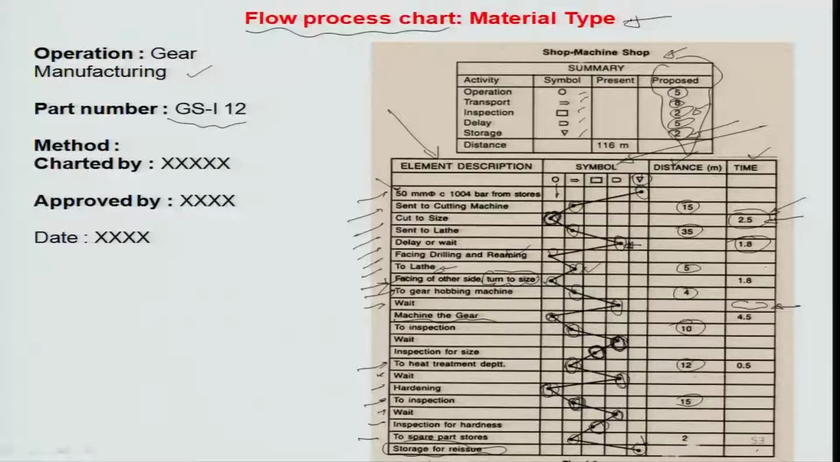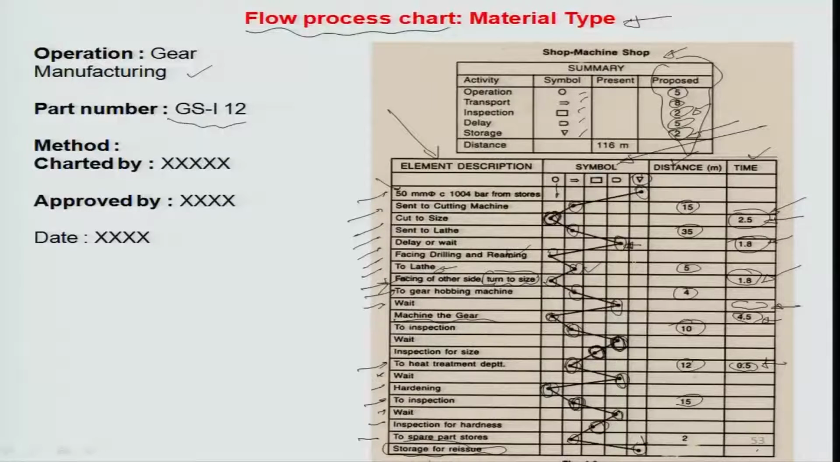So there are different time scales assigned. For example, facing the other side would take about 1.8 minutes, just as the delay or wait period happened on a particular lathe. Then there is machining time of the gear, which is about 4.5 minutes and is of critical importance, and heat treatment of about 0.5 minutes, which is again of critical importance. Typically the total distance and the total time associated with such a process flow is recorded as the material flows between different stations.